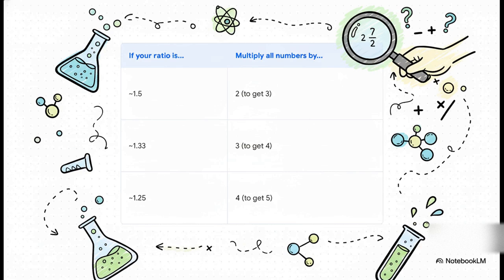If you see a ratio ending in 0.5, just multiply all your numbers by 2 to make them whole. If you see 0.33, multiply by 3. It's a fantastic trick that saves a ton of guessing.